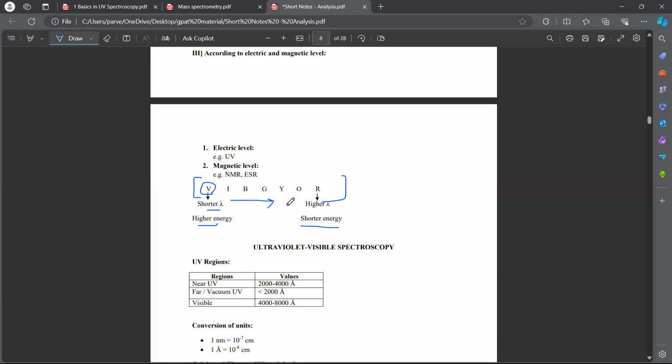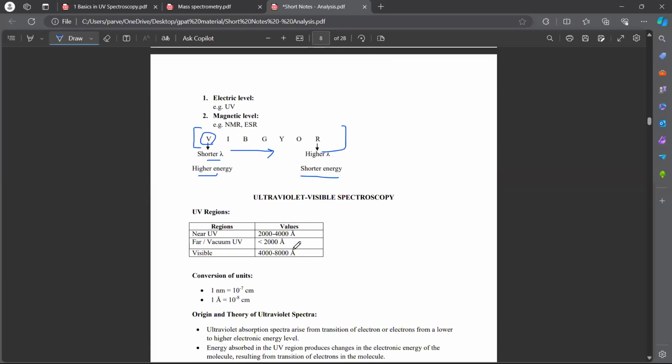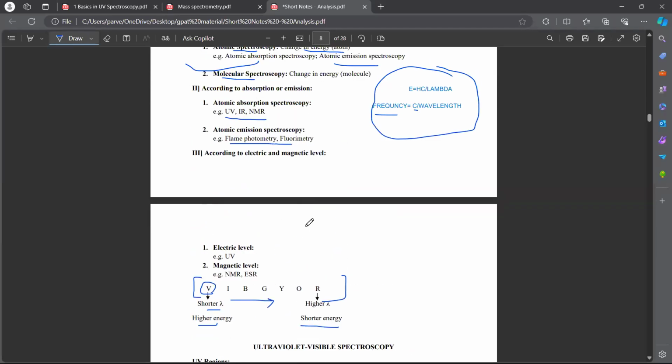So let us start our discussion on the first one, UV visible spectroscopy. Guys, can you tell me the range of UV visible spectroscopy? What is the range of UV visible? 200 to 800.